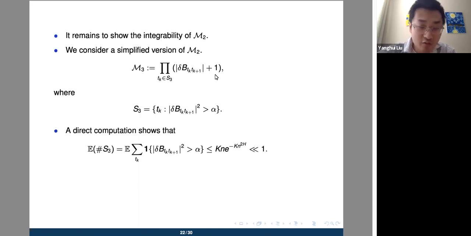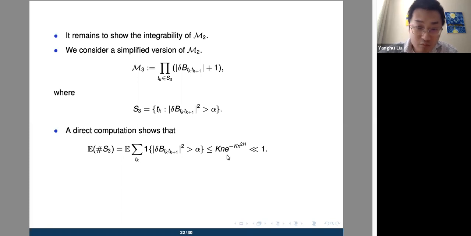So let's do some quick computation. Let's calculate the expectation of S3. First, let's write this S3 as the summation of indicator functions. We can always do that. The number of points in S3 is equal to the summation of this indicator function. Now let's take the expectation, and here we need to use the Chebyshev inequality, and we get this bound. You can see this bound is much smaller than 1.